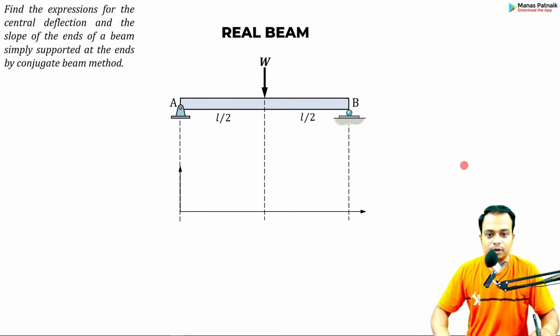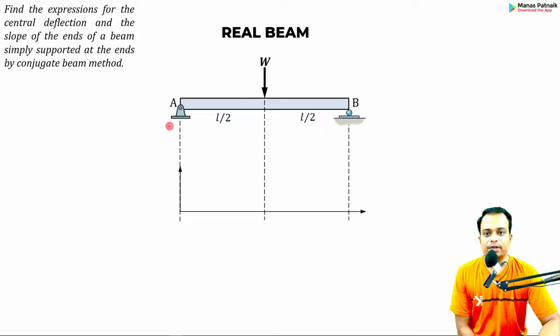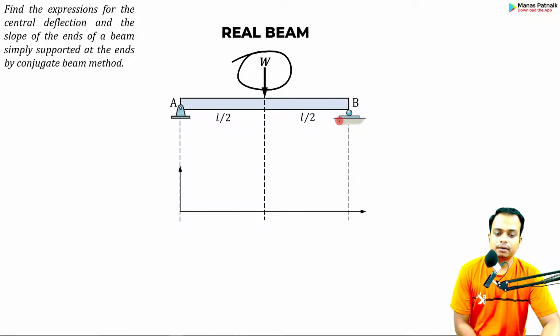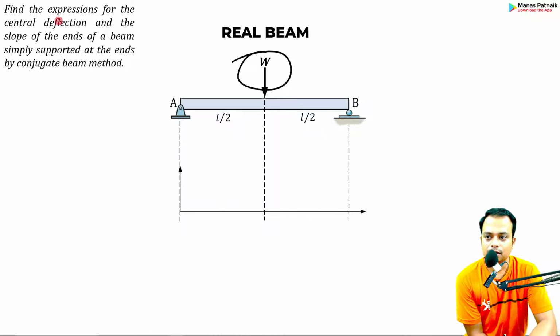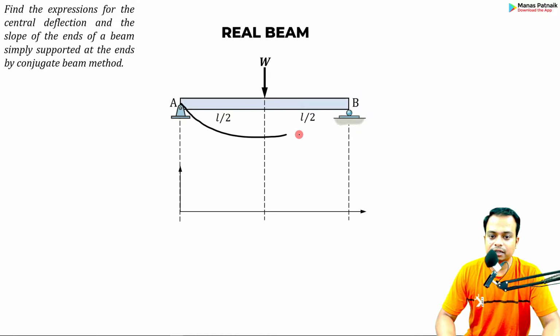Example number 1. Here we go. What is this? So looks like a simply supported beam. Yes, it is. Okay, central load W, and these are the supports, hinge and a roller. Find the expressions for central deflection at the center, and the slope at the ends. What you basically need to work out is, let me just draw this to you. Let's say that the beam deflects in this fashion.